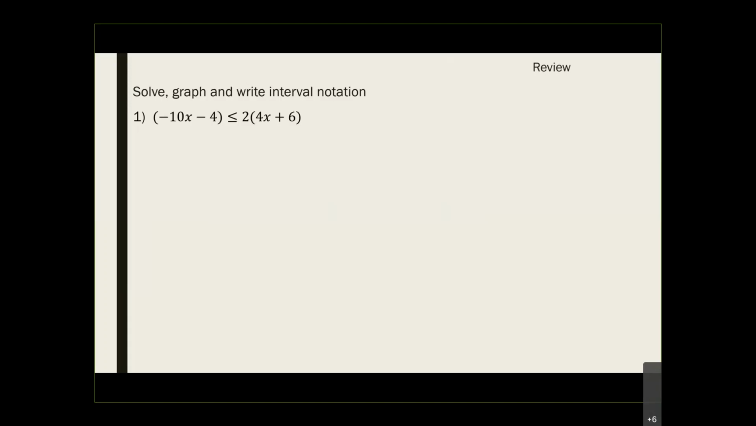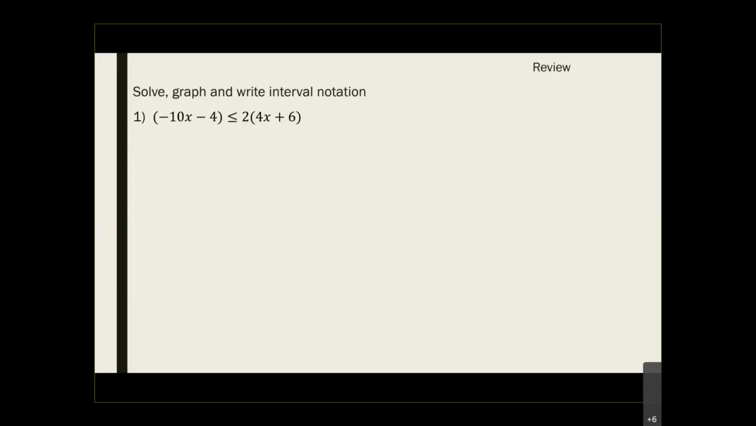So let's take a look at this problem here, which is, again, back in chapter 2, back in our test 2, I believe either test 2 or test 1, where they ask you to solve, graph, and write your interval notation, right? So the solving part is easy, right? The solving part, reminder, what do we do with this thing here?